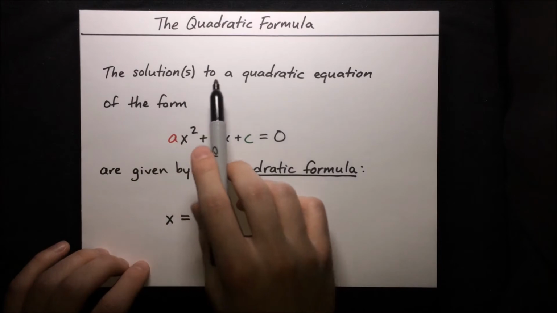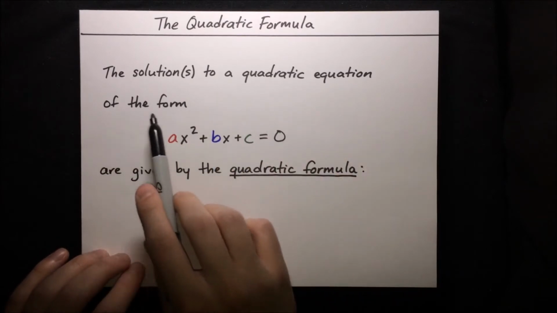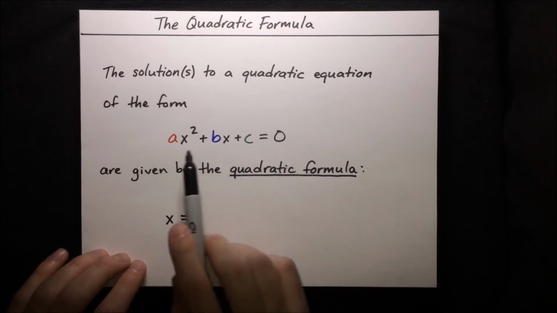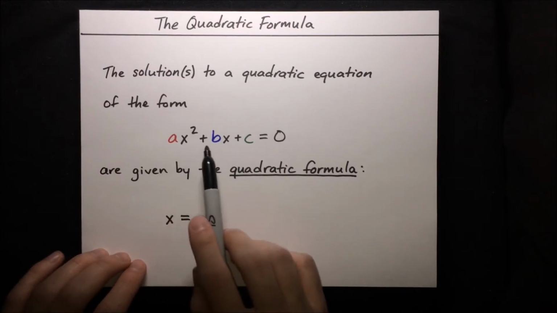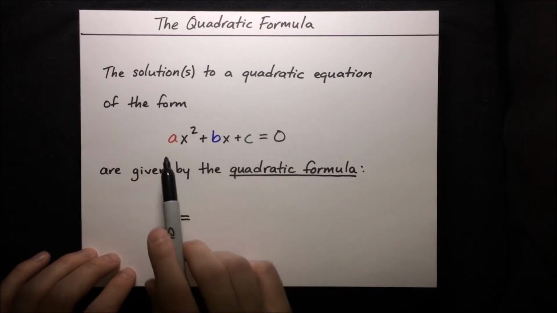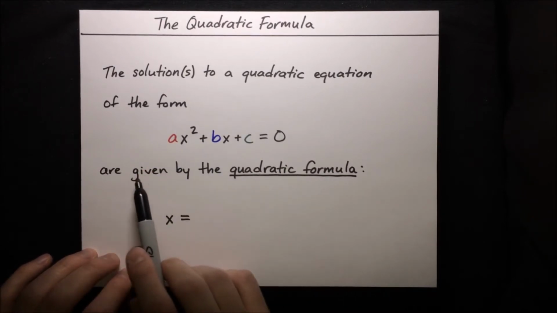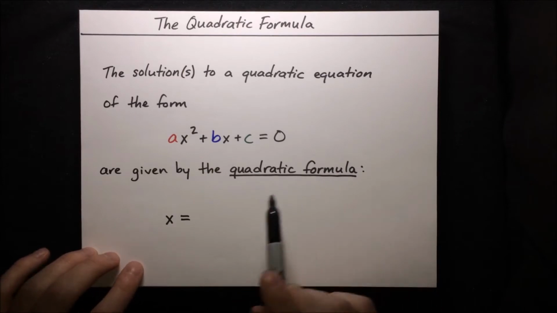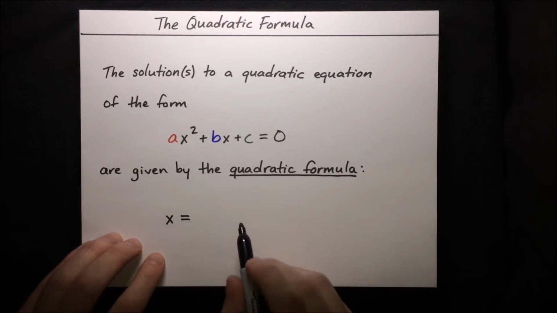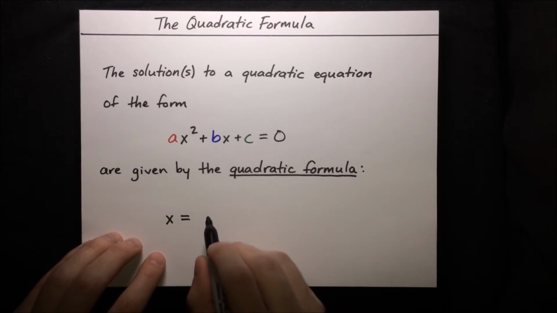The solutions to a quadratic equation of this form, ax squared plus bx plus c equals 0, where a, b, and c are just coefficients in the equation, real coefficients, are given by the quadratic formula, which we'll write below. x equals, hang on tight, this is kind of a big formula, but don't worry, it won't be too bad to remember once you've worked a few examples.